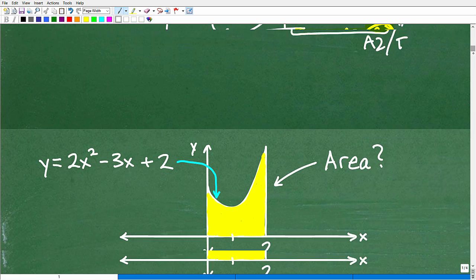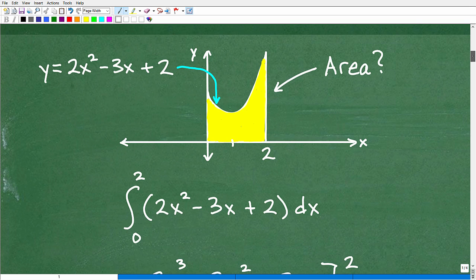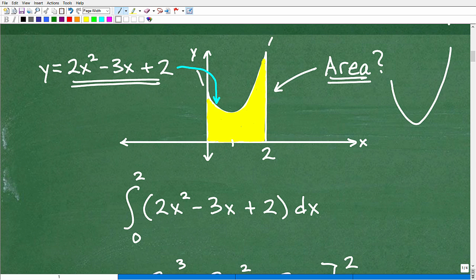All right, let's get to this calculus problem. And here it is. So we want to find the area of this crazy looking yellow shape. So in calculus, we use these things called functions. And this function, y equals 2x squared minus 3x plus 2, is just defining this curve right here, right? This is the graph of it. Now, this actually continues on. Okay, in other words, the curve goes like so. We're only looking at a segment of it, all right?